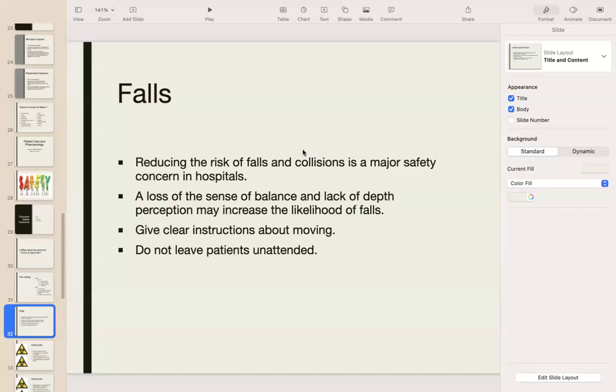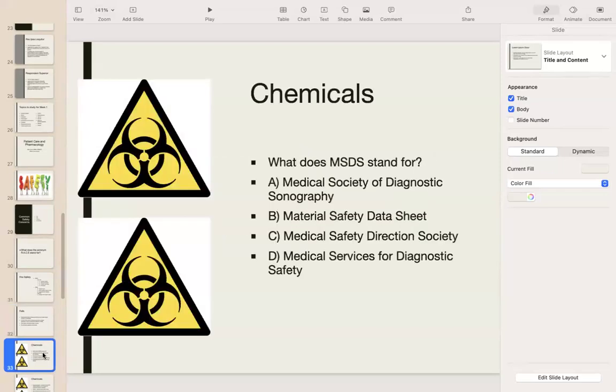What can contribute to falls could be the patient may be experiencing a loss of sense of balance and a lack of depth perception. So when you're dealing with patients who are fall risk, you want to make sure you give clear instructions and you never want to leave the patient unattended. Also you want to assist them as much as you can. You want to do an assessment of the patient to see how much they can and cannot do. And then once you assist the patient, if the patient can't move by themselves, or you feel like the patient is too unsteady, then you can call for help.